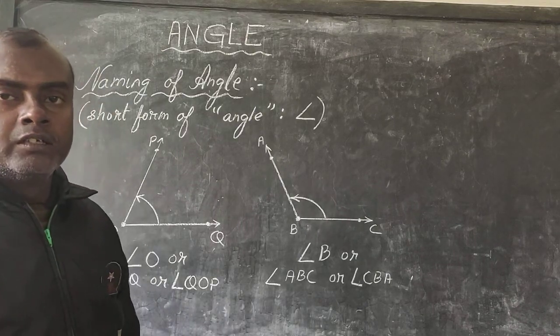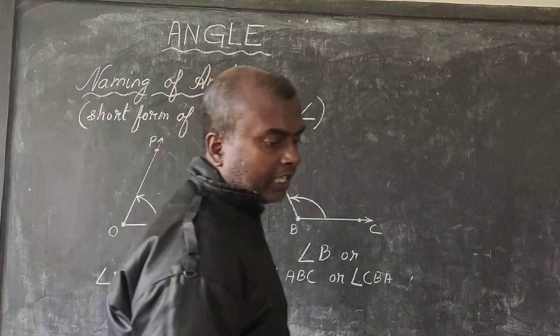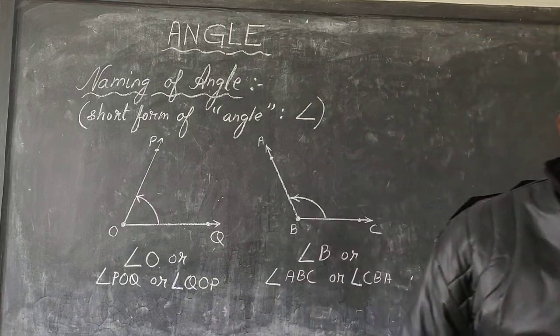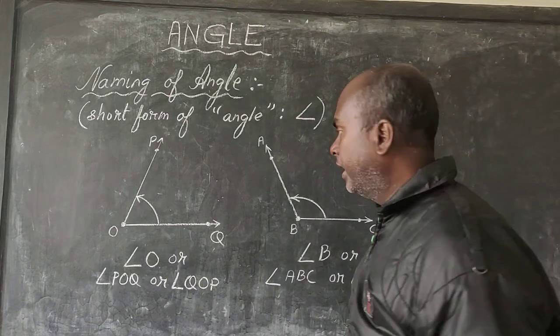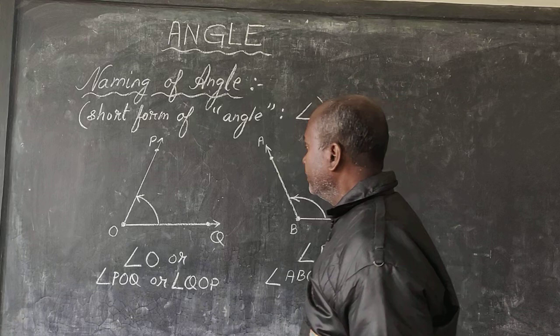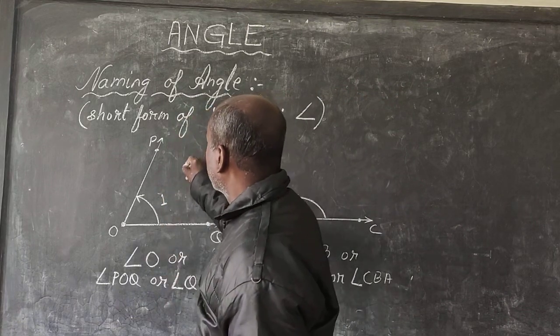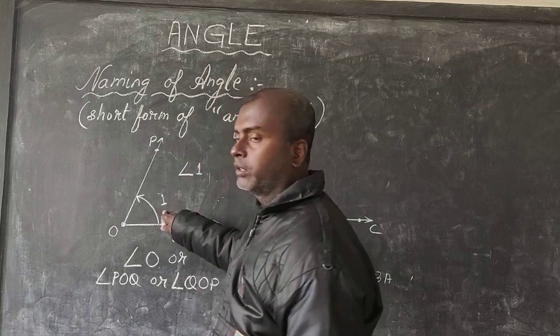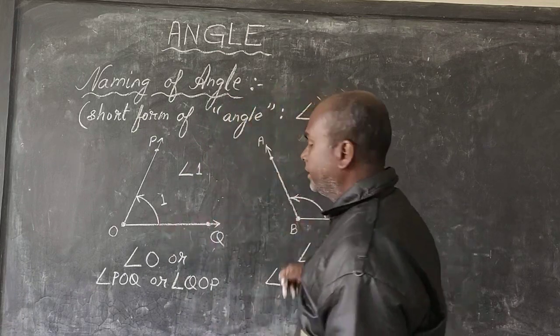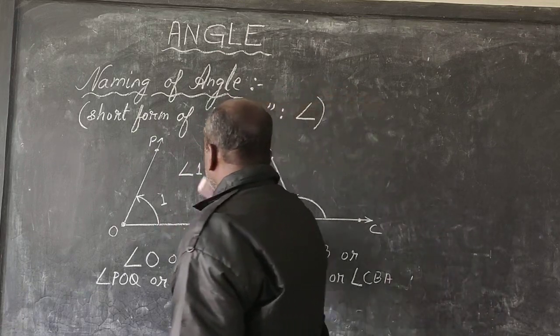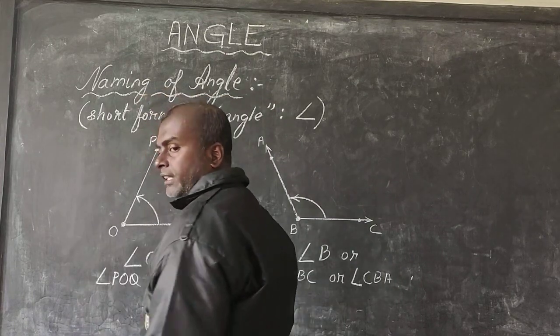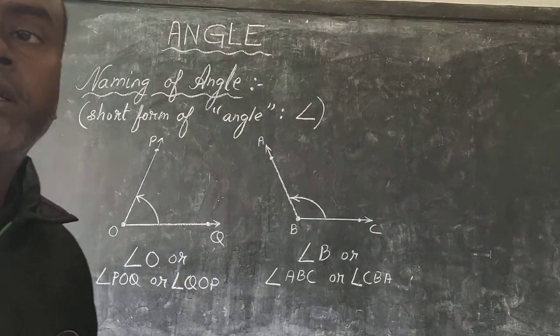Naming of an angle. Sometimes, like in your exercise 13b, you have this, that they have given some numbers. Okay. So these angles can be given as angle 1. Okay, because 1 is written. Like that also you can do. So let us now go and do the exercise 13b.